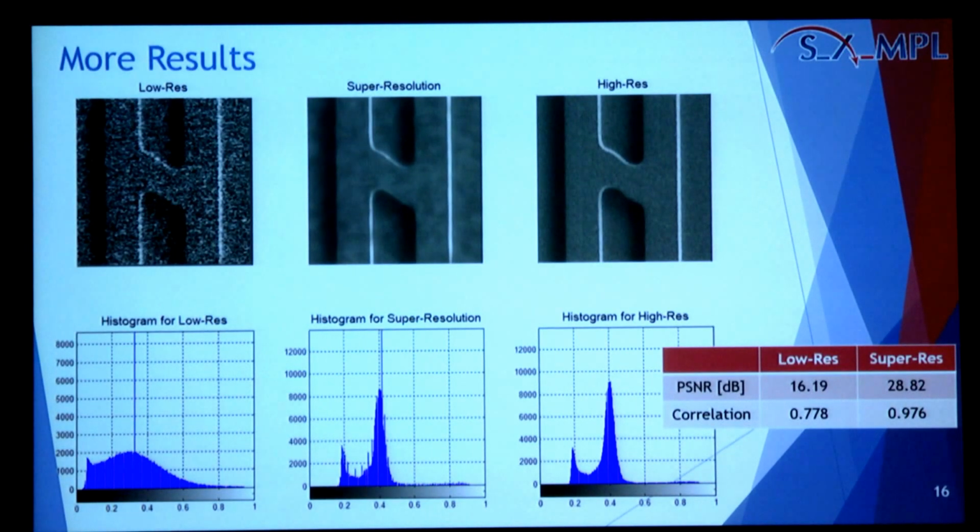Okay, we have a different set here, just to emphasize the result. It's not unique to one image. In this case, again, we got very good results. We got from 16 to 28 dB PSNR. Correlation went up from 77% to 97, maybe 98%.